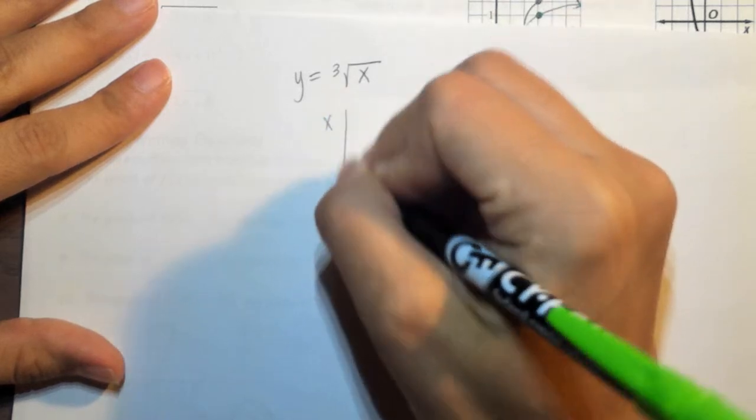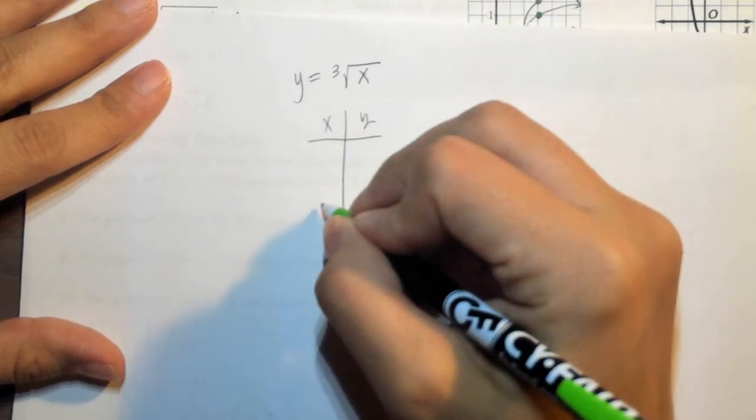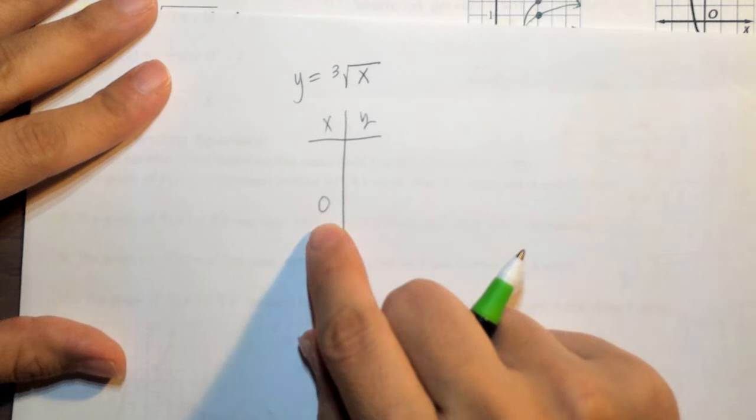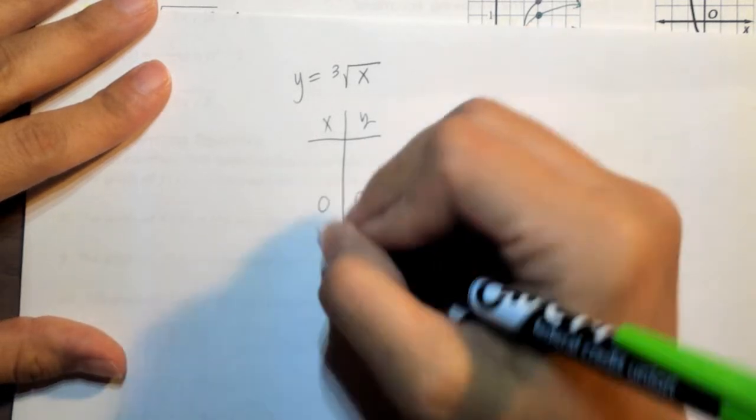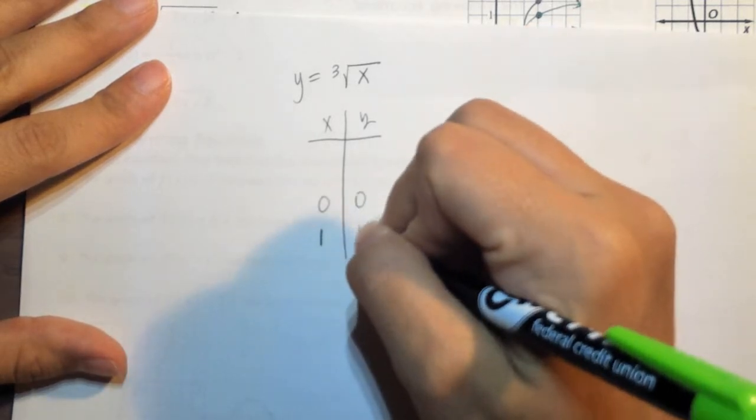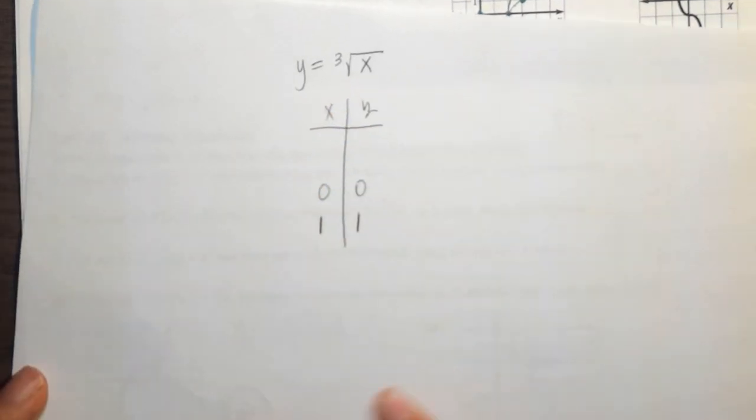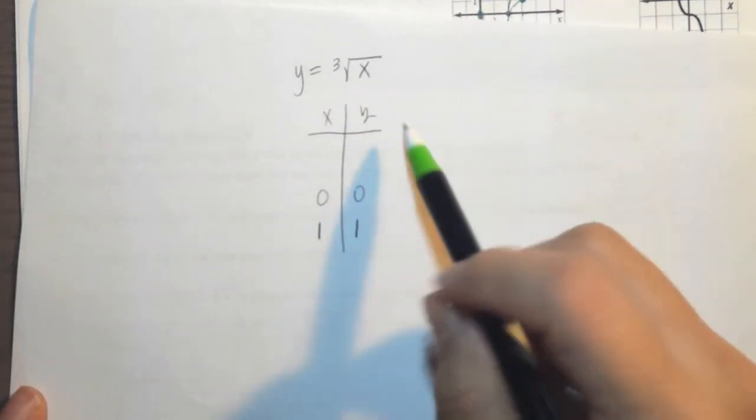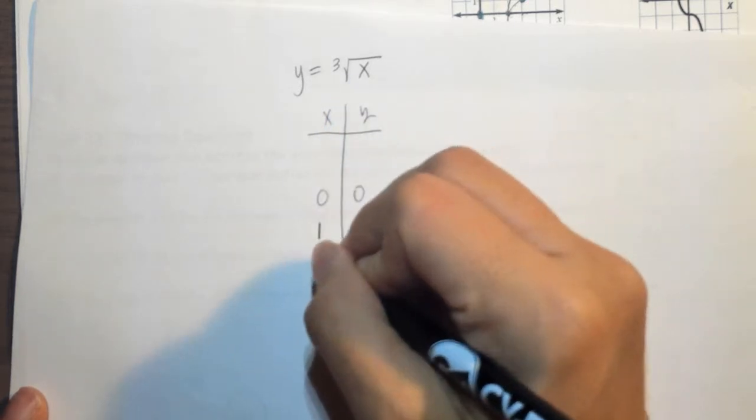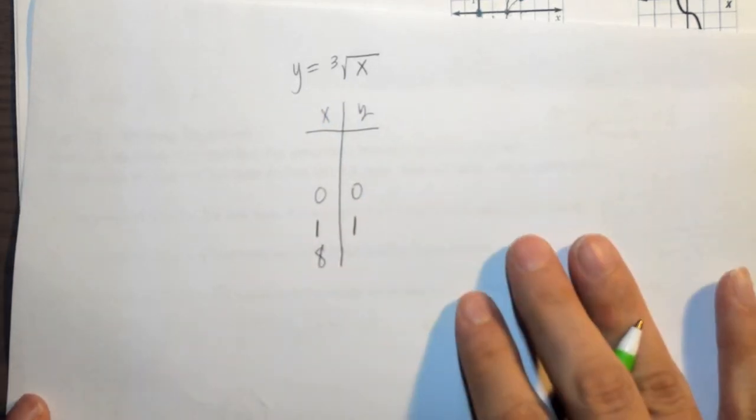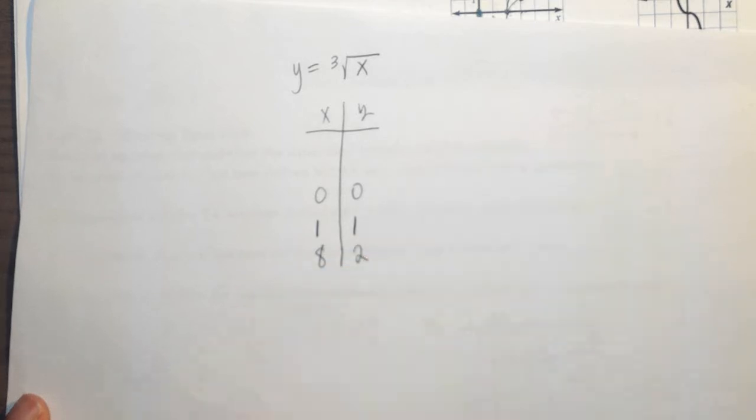If I was to set up a table, always start with your origin. The cube root of 0 is 0. The cube root of 1 is 1, because 1 times 1 times 1 is still 1. And then the next number that I can take the cube root of is 8. That's my nice pretty point. So the cube root of 8 is 2.